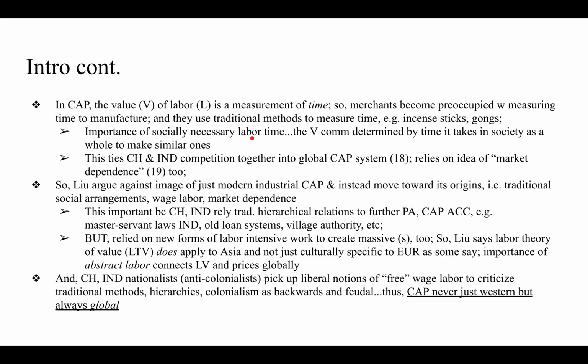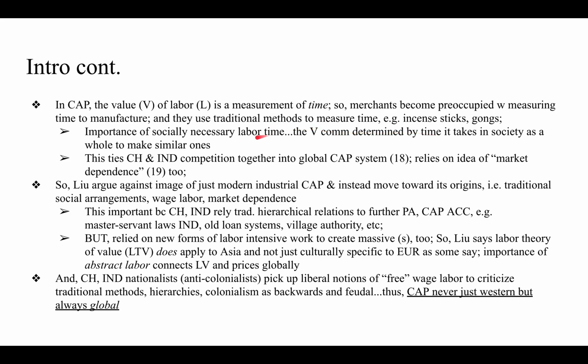So the value of commodities is determined by the socially necessary labor time, the time it takes in society as a whole to make similar ones, because they're competing against each other. How fast is my competitor making it, right? Because that determines the value of it overall. If I'm making it much slower than my competitor, this is a big loss, right? So this is how the value of commodities is determined.